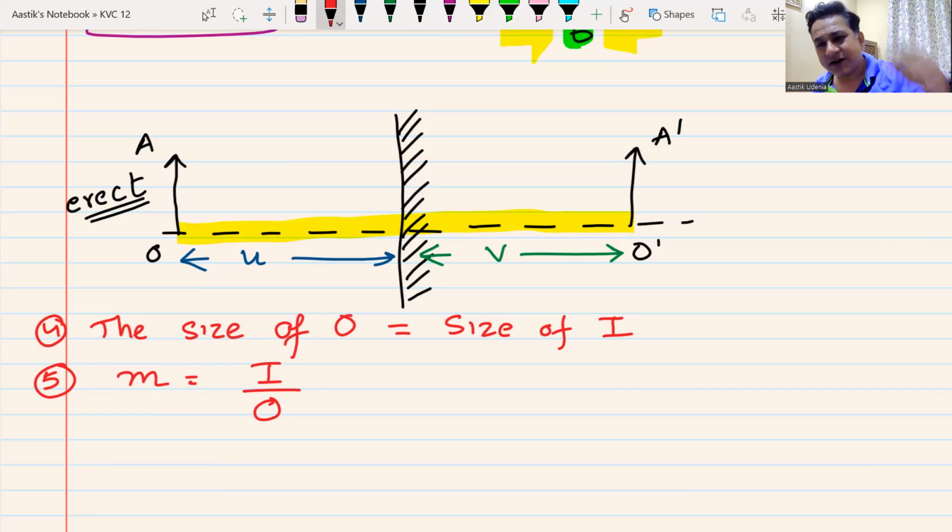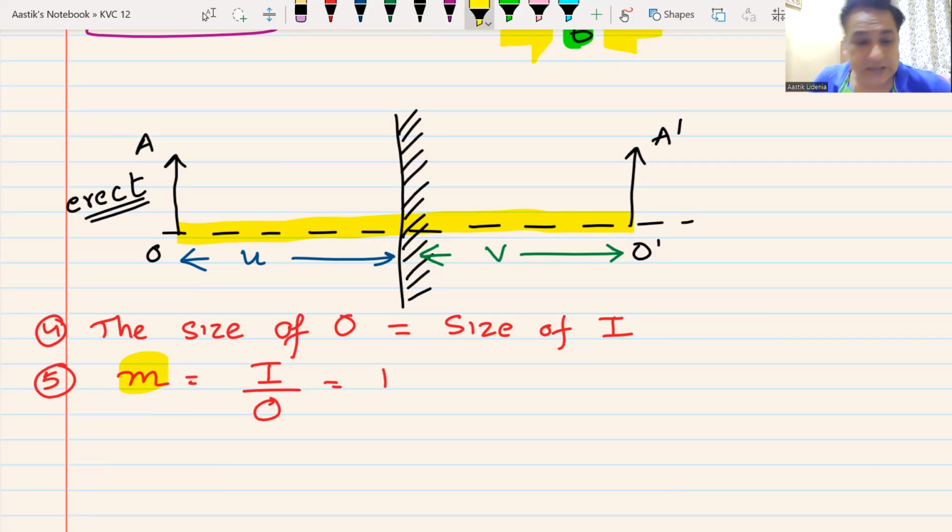In case of a plane mirror, what will be the magnification? 1. So point number 4 and point number 5 are exactly same. Just saying it in different ways. In point number 4, I am saying size of the object is same as the size of the image, or they are equal. In point number 5, I am saying the same way. If I divide the size of the image by the size of the object, I will get 1. That is also known as magnification. So well done. We have understood one more term which we are supposed to do in curved mirrors, which probably will be starting in the next class.